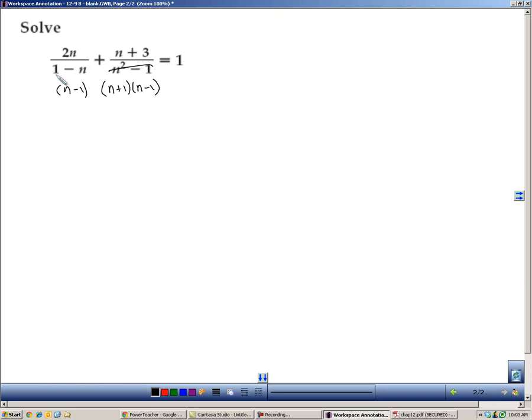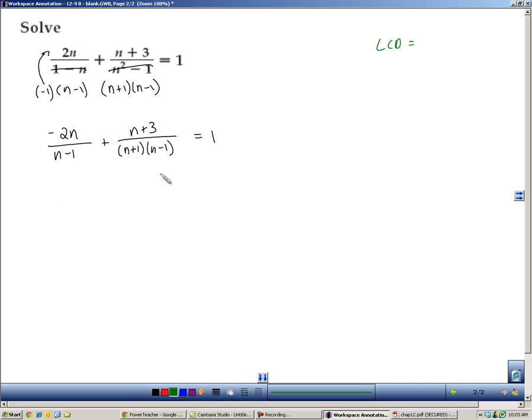Well, how can we do that? How can we change this to be n minus 1? And the answer is we take out that negative 1 idea. We've done that in the past. So now I'm going to rewrite my problem by taking the negative and moving it up. So negative 2n over n minus 1 plus n plus 3 over n plus 1 n minus 1. And that still equals 1. So as far as I'm concerned, that's a lot easier for me to find my LCD now.